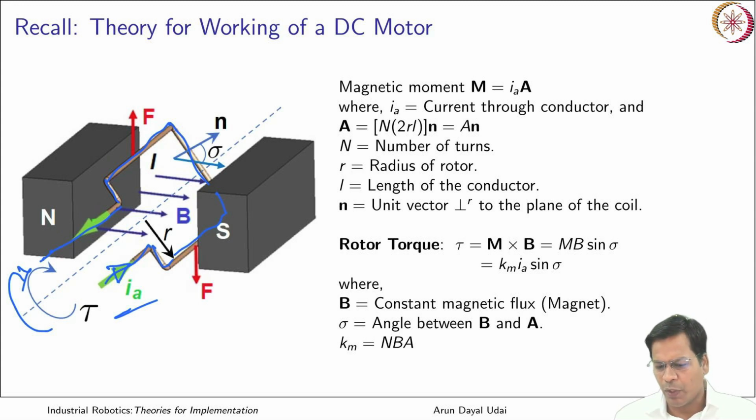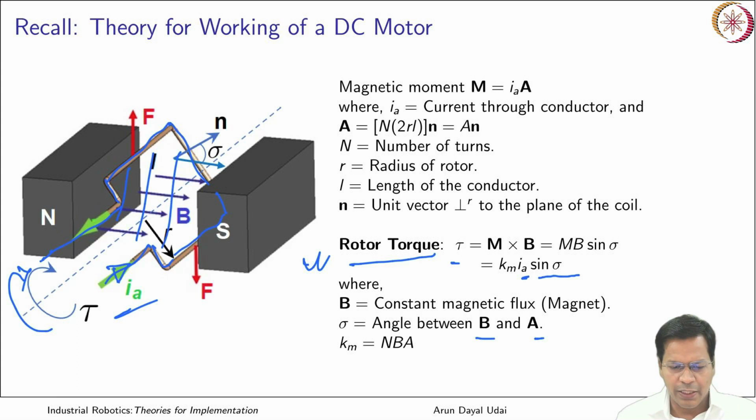First thing that I want to point out is this equation: the robot torque, that is the joint torque that the rotor of a motor produces, is proportional to the current, and obviously there is something called sine sigma. Sigma is the angle between B and A. B is the field direction and A is the normal to this area, that is the direction of the normal to the area.